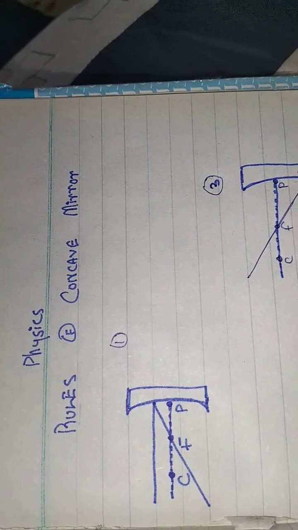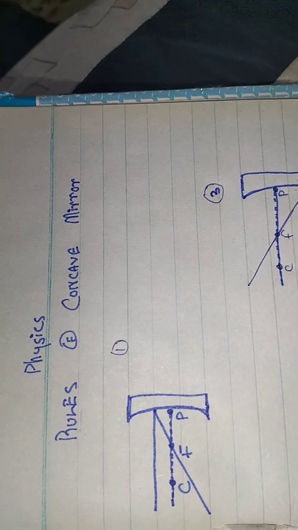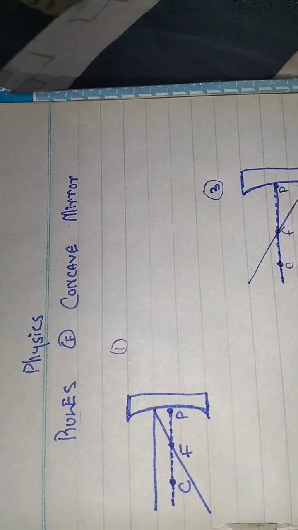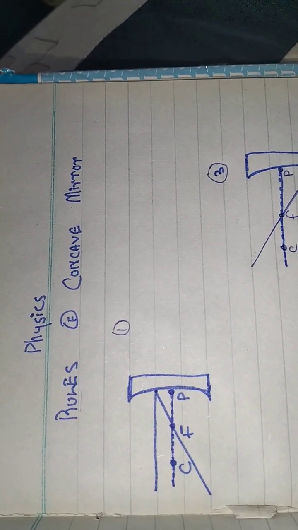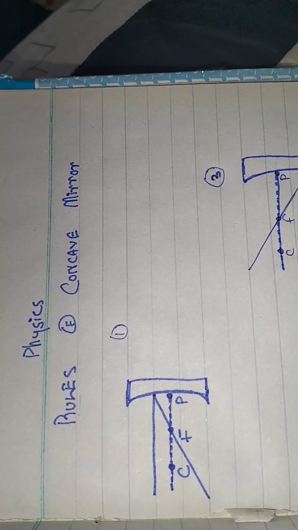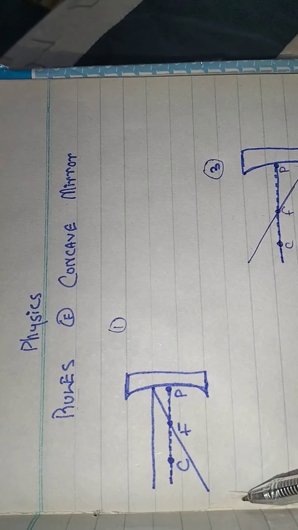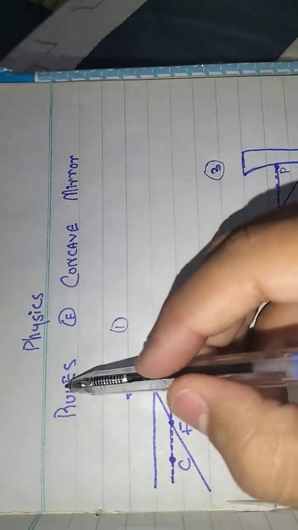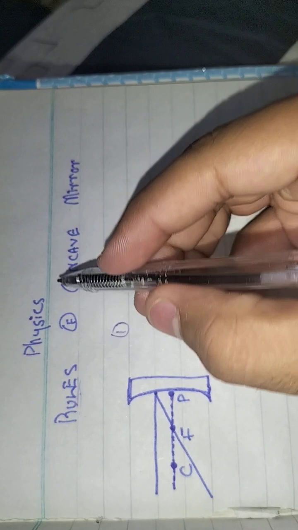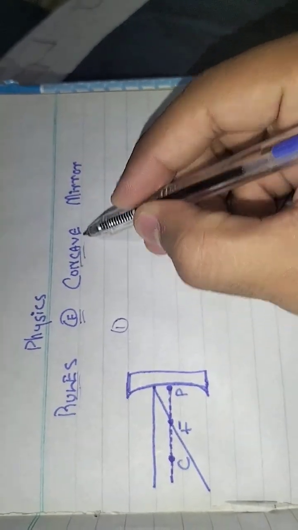So today our topic is the rules of the concave mirror. As yesterday, we have discussed some of the theories that depend upon the nature of light. Today we will be learning about the four rules of the concave mirror.